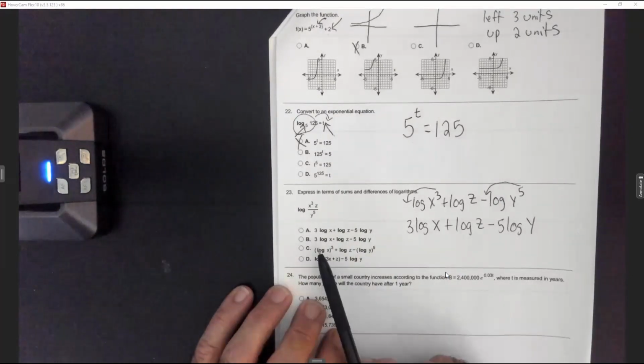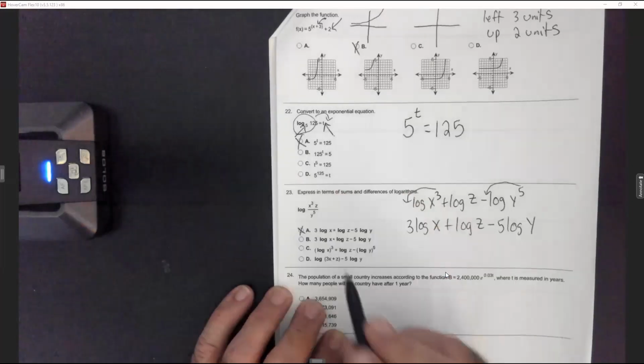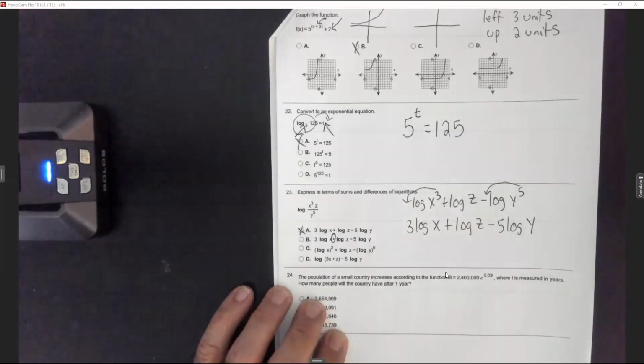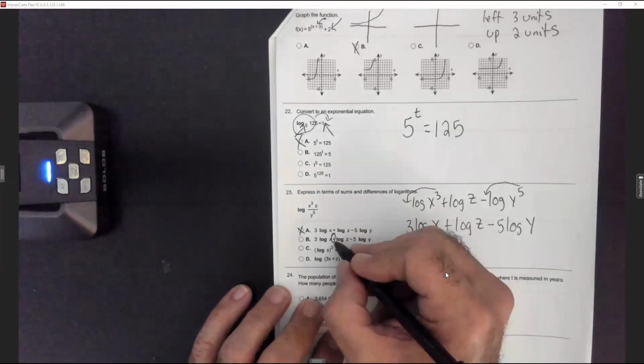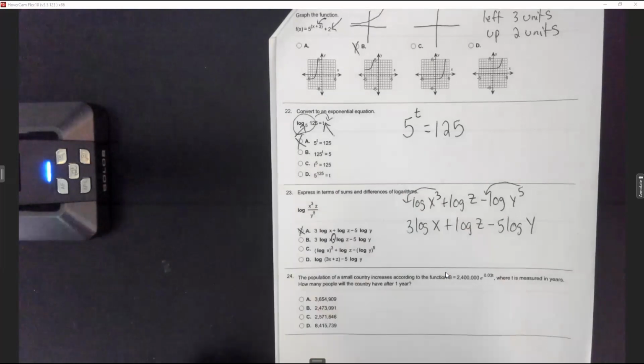So what I get, 3 log x plus a log z minus, so it looks like A. Be careful for B because they put a multiply there, not a positive, okay? And if you go real quick and you hit that one with the multiply instead of the addition, that thing will mark y'all wrong, okay?